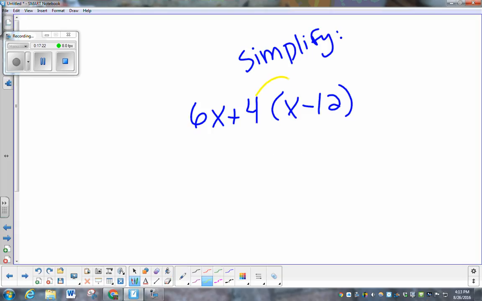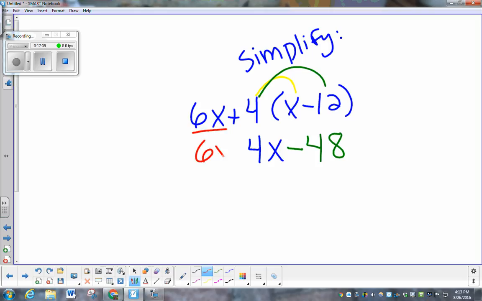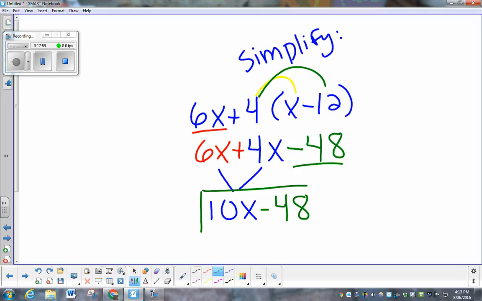So we're going to distribute 4 times x is 4x. And then we're going to do 4 times negative 12, and that is negative 48. So we're going to write negative 48 there. Now don't forget this 6x sitting out in front. So we still have 6x plus all of that. So now that we distributed, we can combine like terms. So we need to combine 6x and 4x. That's 10x if we add those up. And this negative 48, unfortunately, sorry, he doesn't have anyone to combine with. So he's got to just stay on the end by himself, but that's it, 10x minus 48.